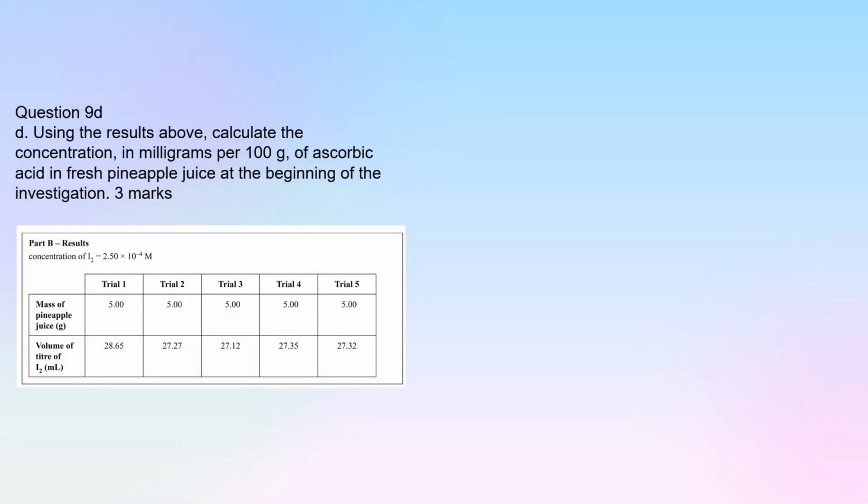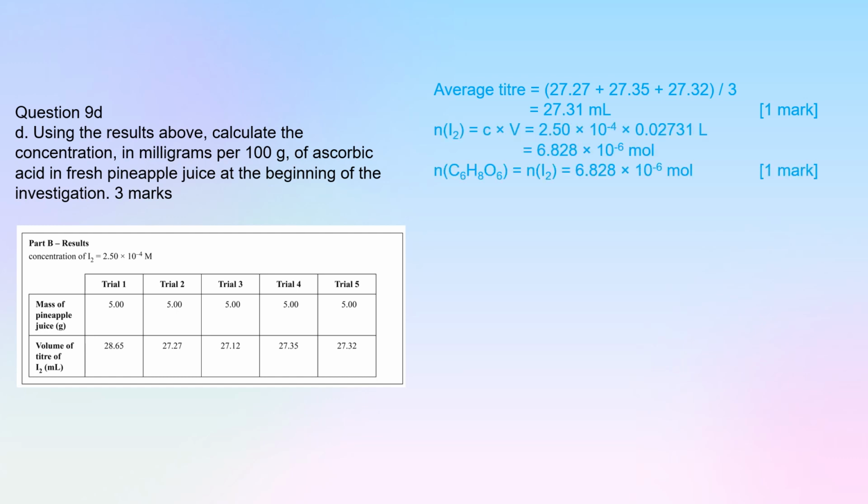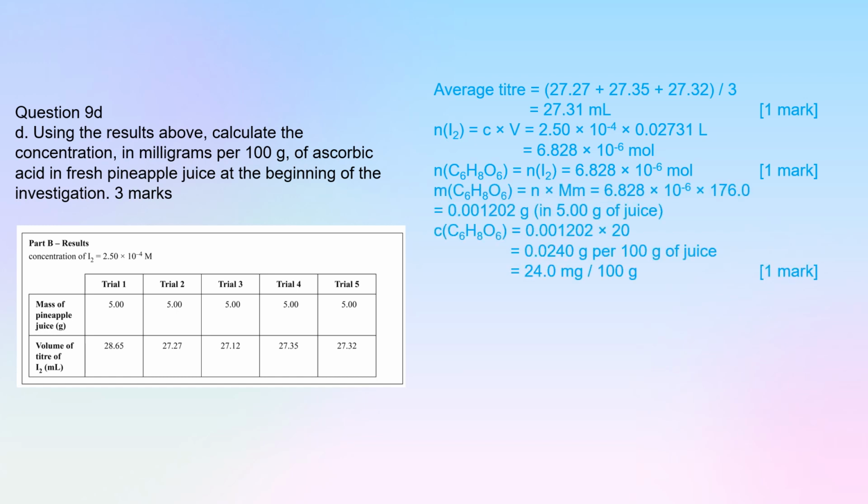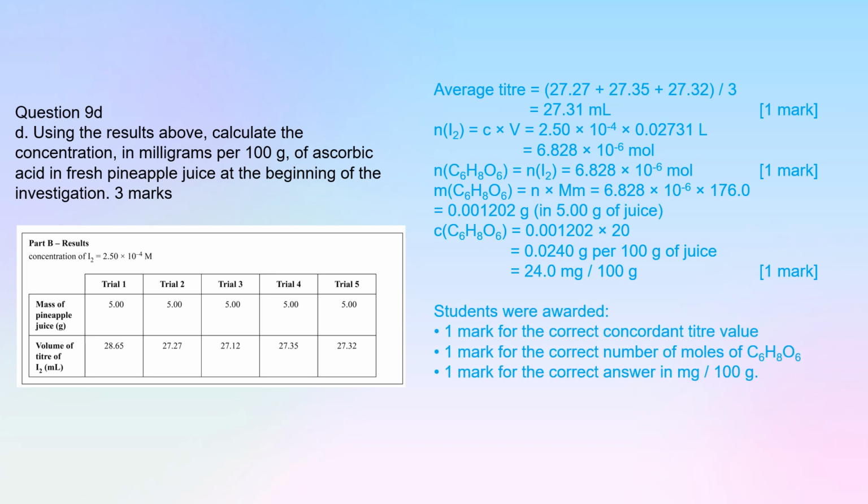Calculate the concentration of ascorbic acid step by step. First, the concordant titer is calculated. Second, the mole of iodine and ascorbic acid are calculated. Finally, the mass and concentration of ascorbic acid are calculated. The concentration of ascorbic acid must be expressed in milligrams per 100 grams.